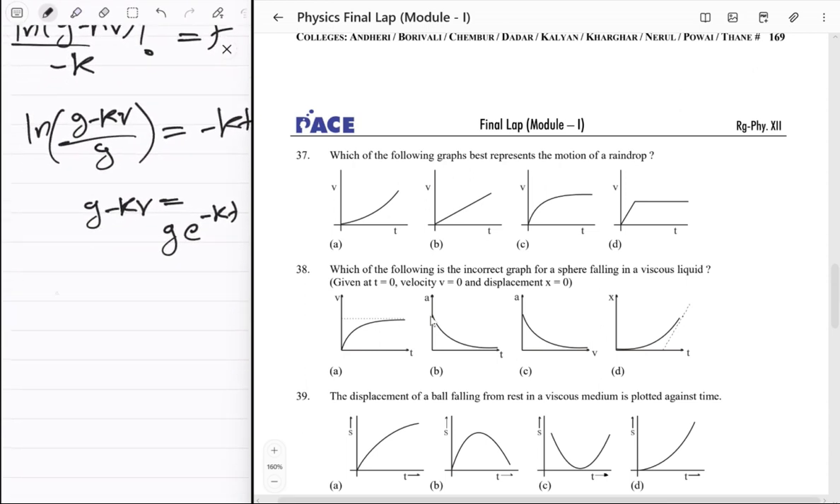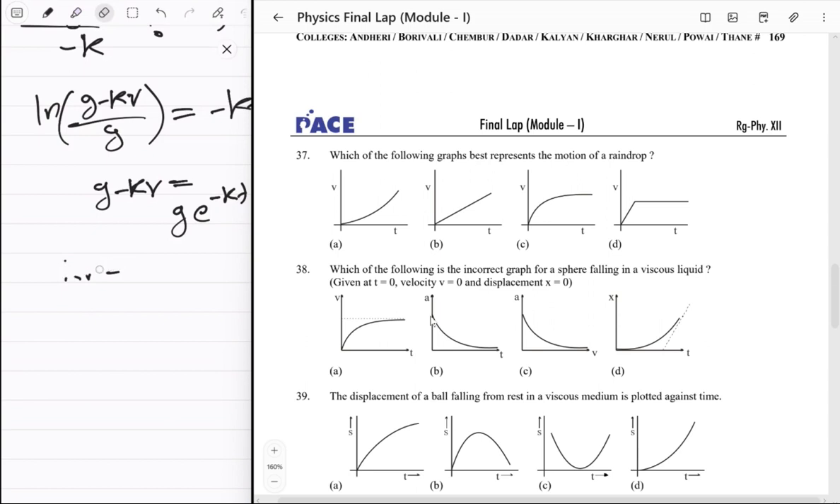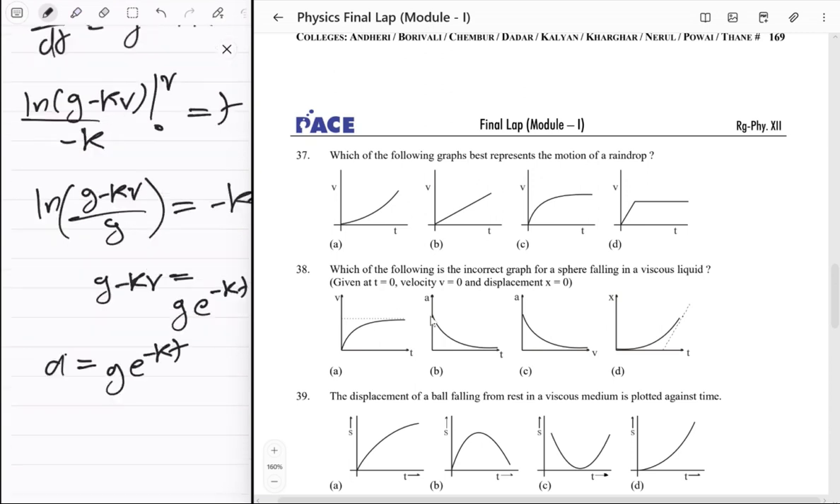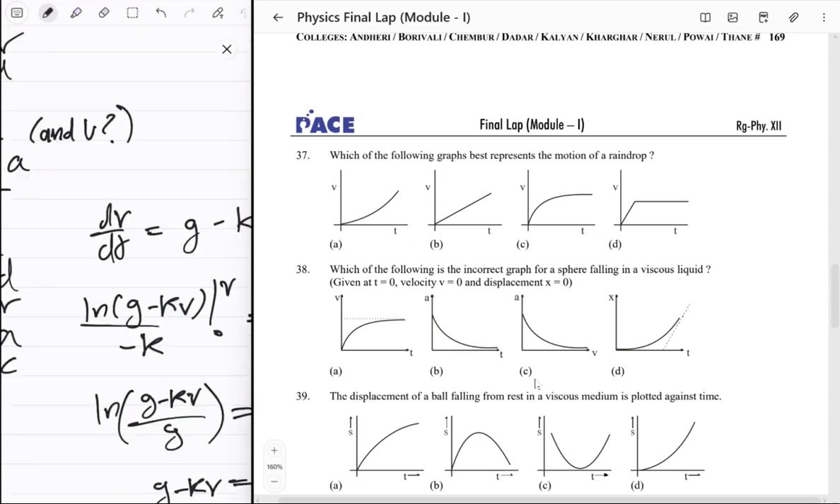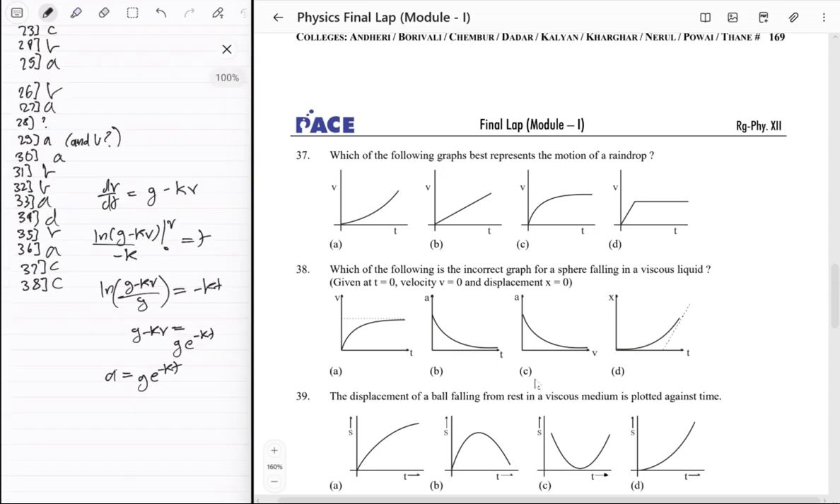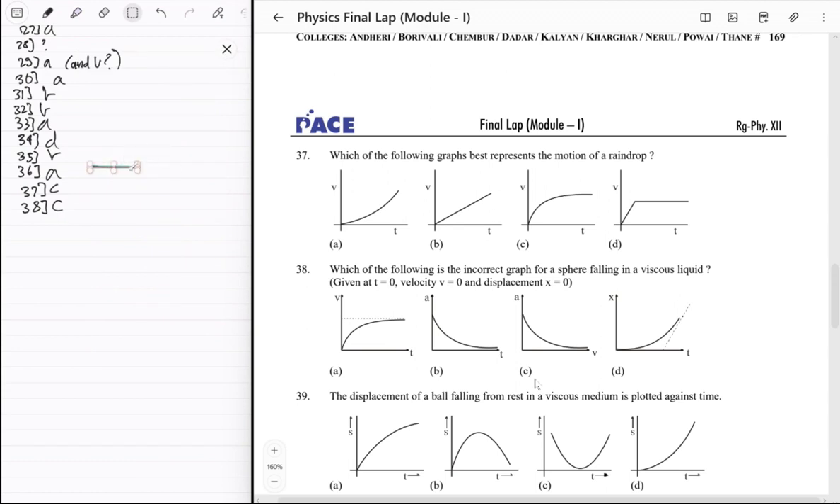What does that mean? It just means like, okay, kv is just equal to, right? So acceleration is basically like this thing, right? Yeah, okay. Acceleration is just g e power negative kt, and also acceleration is just linearly related to velocity, right? So c is in fact incorrect. Yeah, because वो linearly related चाहिए अपने को. That's wrong. Okay, next. ये पूरा करने की जरूरत नहीं थी.